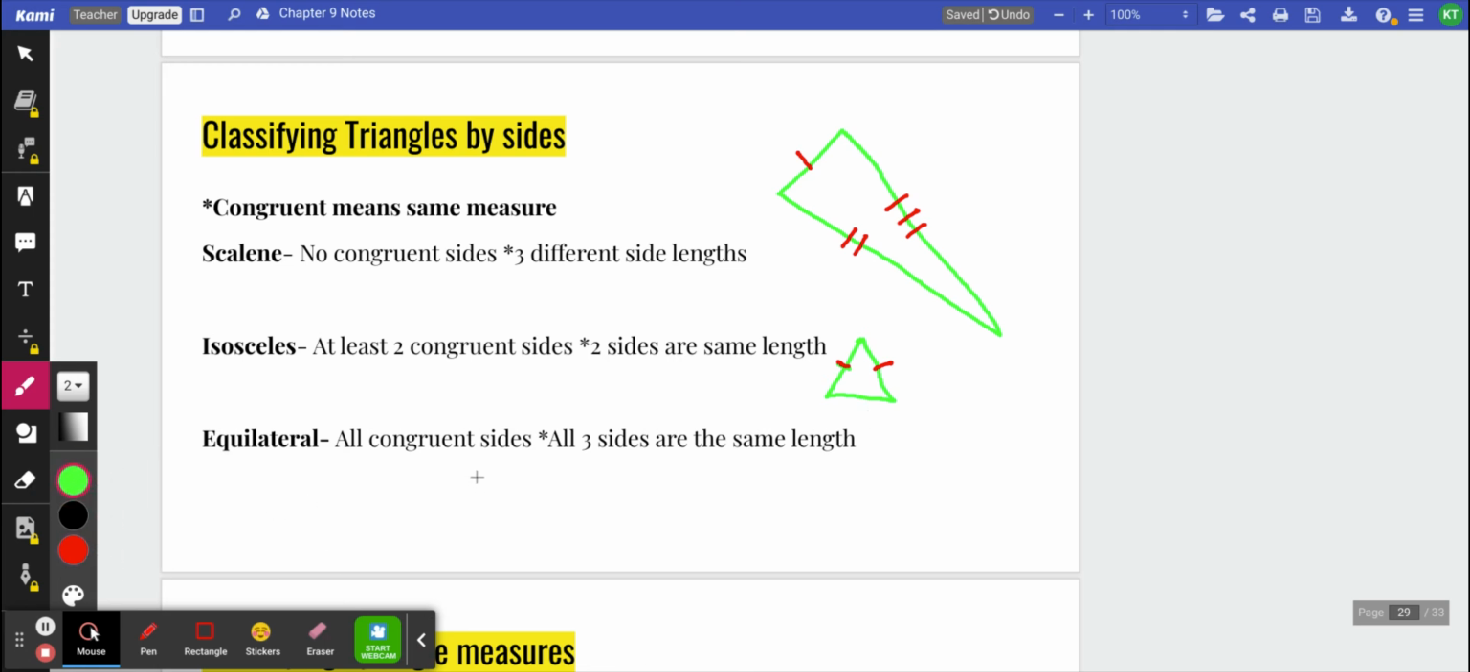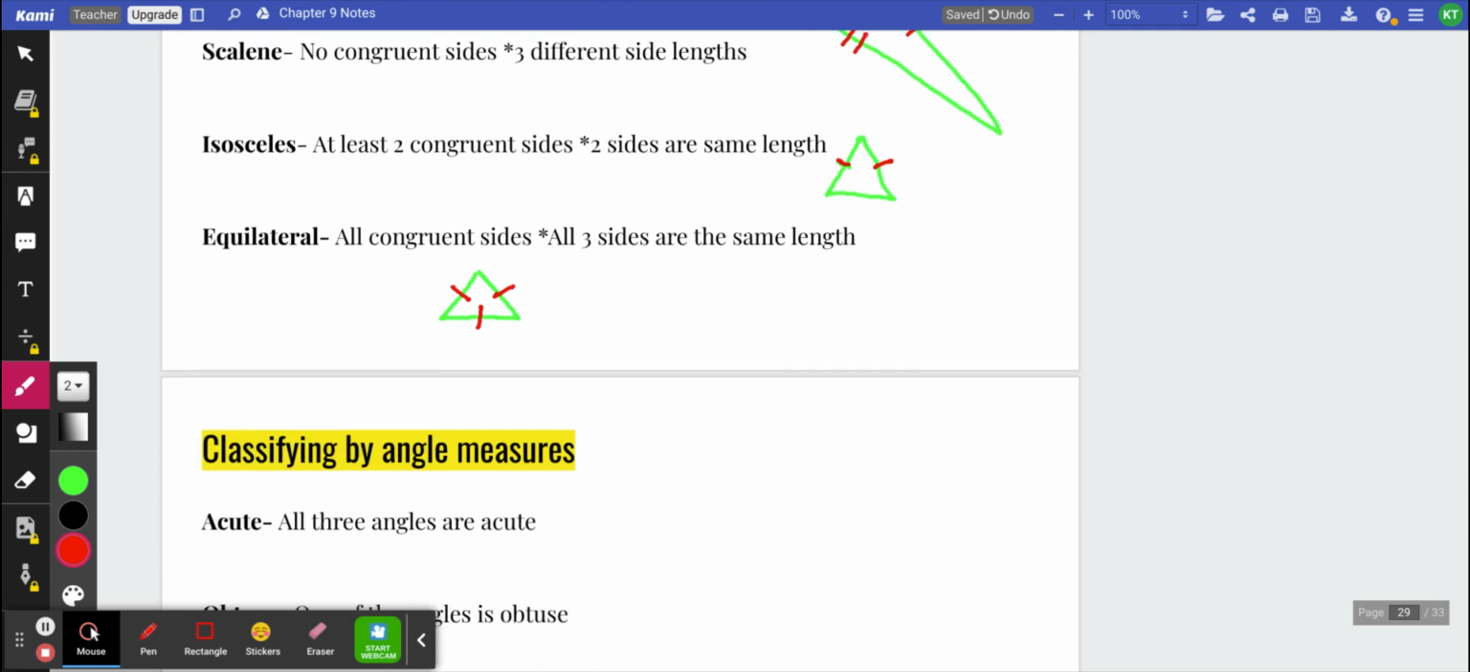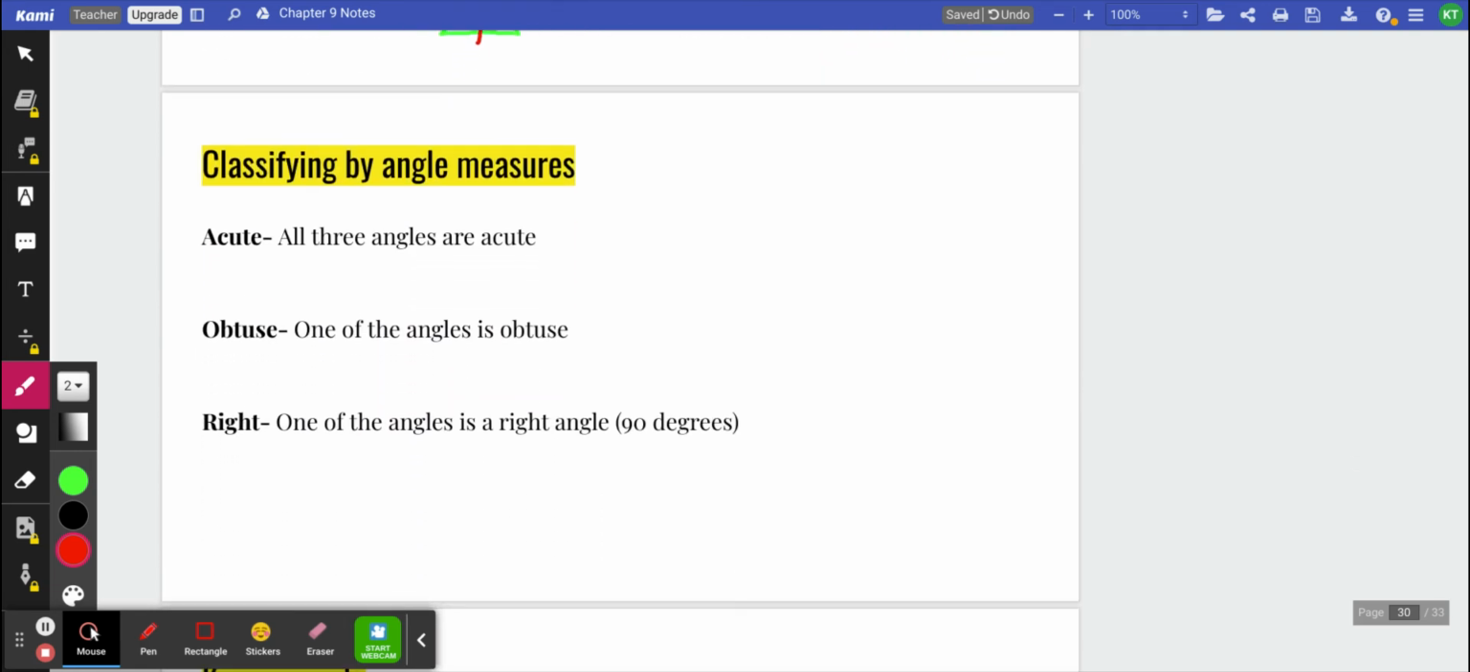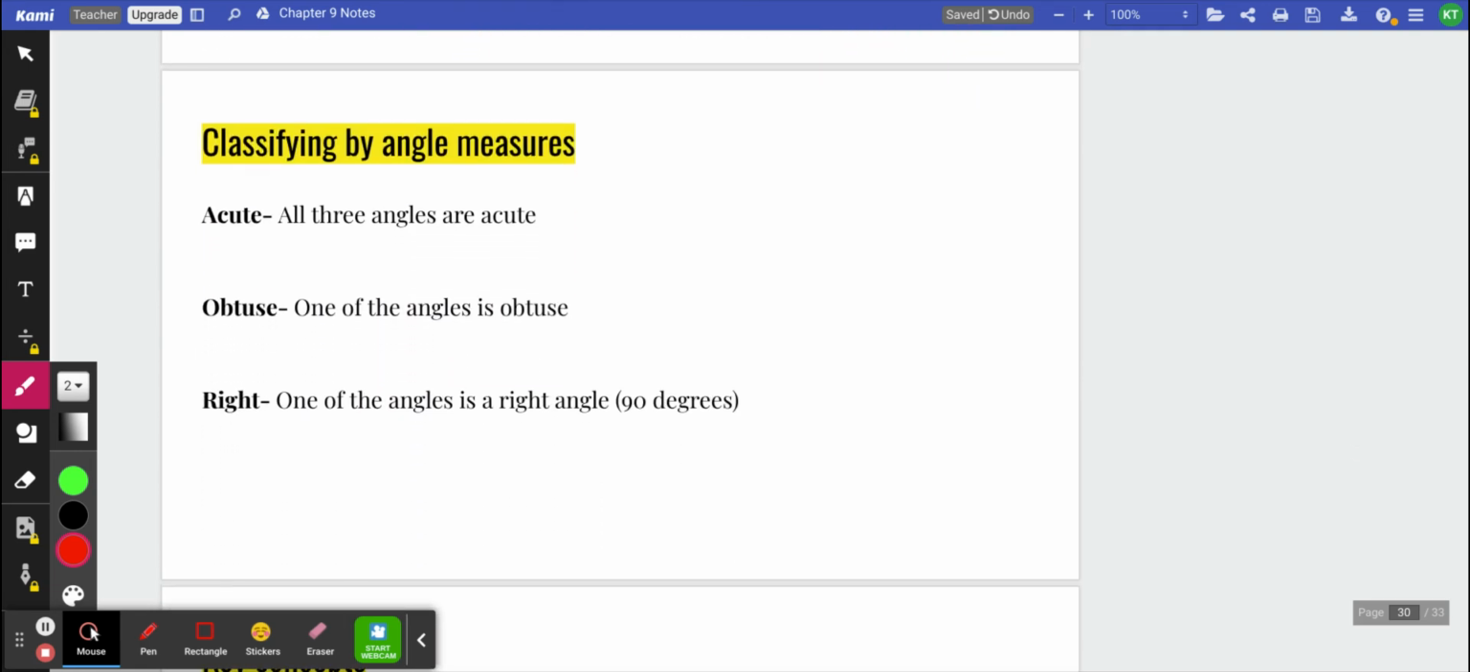And then equilateral, all the sides are the same, right? Equilateral triangle, meaning this, this, and this are all the same measure, three congruent sides. Now, by angles, right? And we learned these terms back in section 9.3.